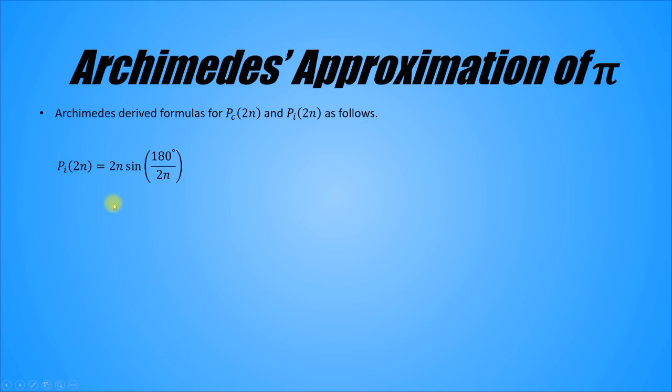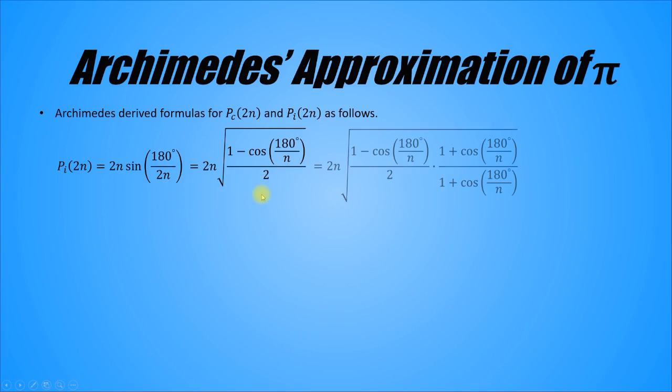Now let's get a formula for pi of 2n in terms of the perimeters of the n-sided polygons. So here we have pi of 2n equals 2n sine 180 over 2n. And again, the angle of 180 over n has been cut in half. And so this time, I'll use the half-angle formula for the sine function, like so. Now in this next step, I'm going to be a little sneaky.